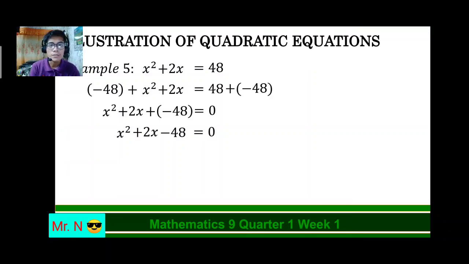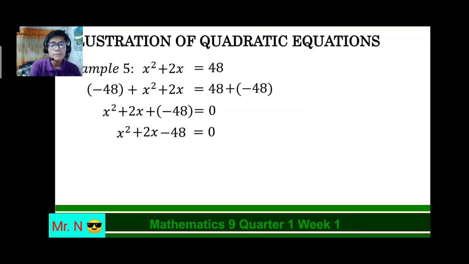And now, we have already simplified the resulting equation from the problem. So, now, this is the equation. This is the answer to our problem. What is the equation that can represent the problem? That is x squared plus 2x minus 48 is equal to 0.